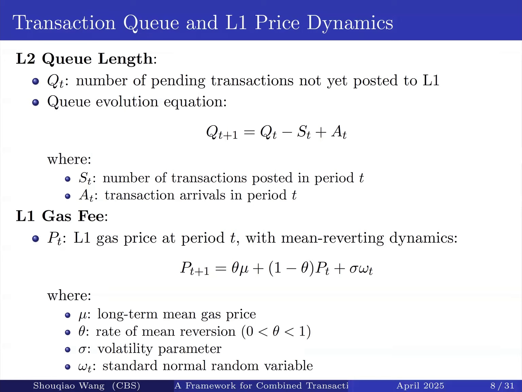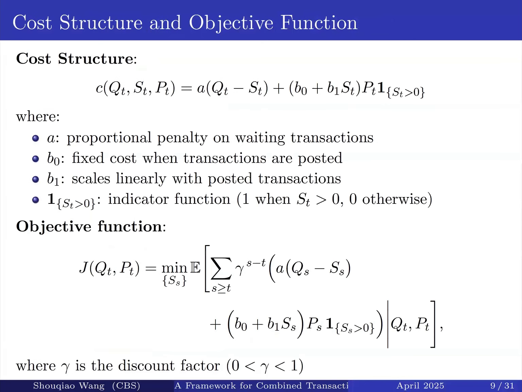We also model the L1 gas price P_t as a mean reverting stochastic process as follows. Here, mu is the long-term mean gas price, theta controls the rate of mean reversion, sigma is the volatility parameter, and omega_t follows the standard normal distribution. This model captures the behavior of gas prices, which tend to fluctuate but revert to a long-term average over time, and is particularly appropriate in the context of Ethereum's EIP 1559 updates.